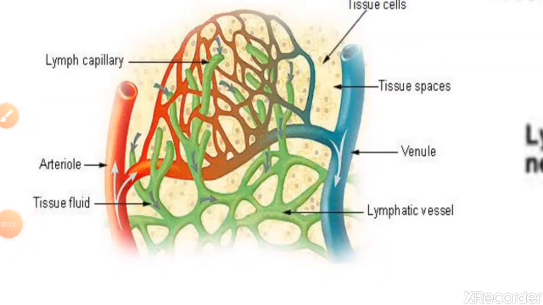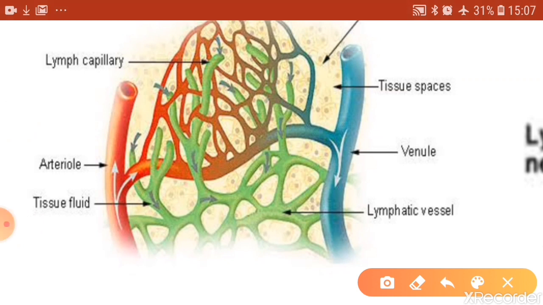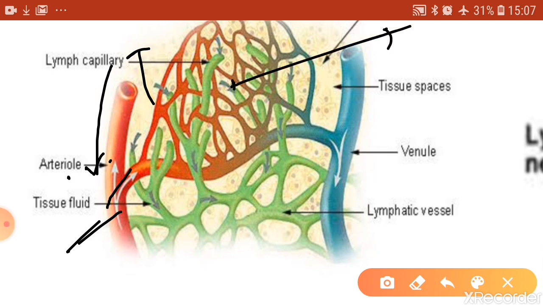I have told you that in the tissue region, when the arteries reach the tissues, they branch off. Have a look at these red lines. This is the artery. When it reaches the tissue, it branches off into arterioles. These arterioles finally branch off and form capillaries. You can see this is a network of capillaries. Finally the capillaries join and form the veins.